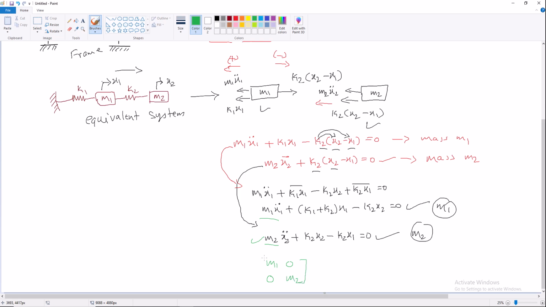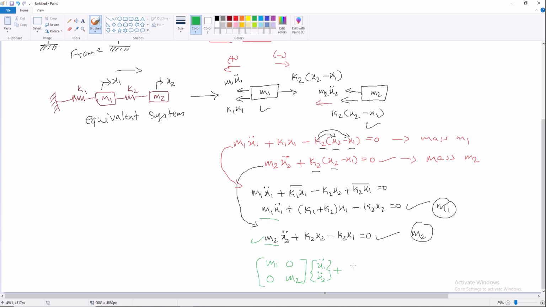This is the mass matrix of the system, and it is multiplied with x1 double dot, x2 double dot. So if I multiply these two, I must get equations 1 and 2. This is the acceleration matrix, and this is the mass matrix.